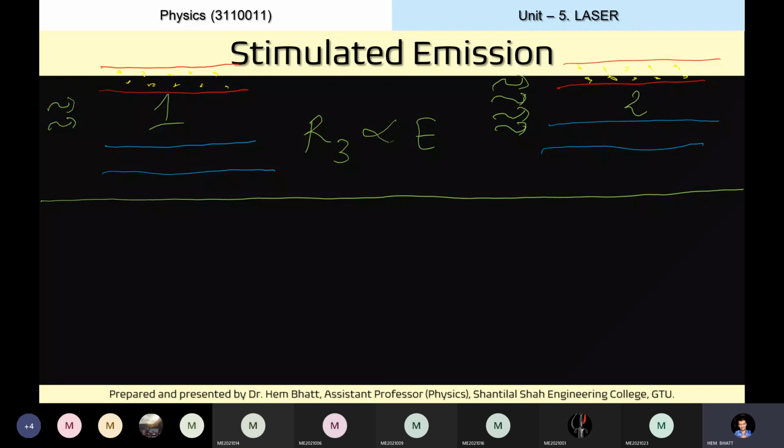Next, again I will consider two cases. Again, we will take excited state and ground state. And this time I will provide the same number of photons, unlike the first case.